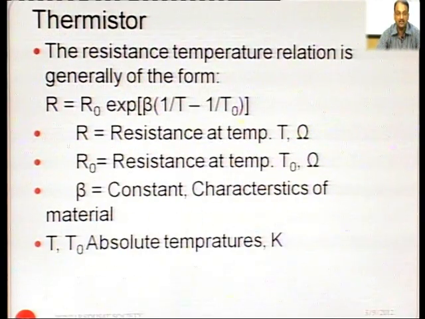In a thermistor, there is an expression used: R is equal to Ro exponential beta into (1 upon T minus 1 upon To), where capital R is the resistance at temperature T in ohms, Ro is the resistance at temperature To also in ohms, and beta is a constant that is a characteristic of the material. T and To are absolute temperatures, two types of temperatures.